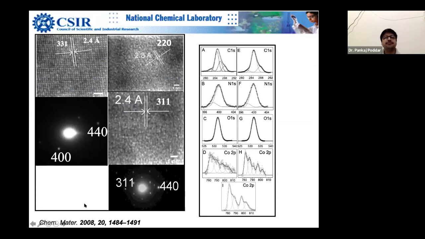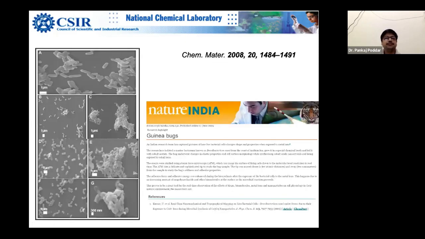This was published in Chemistry of Materials, which you know is a high impact factor journal. Again, you see that these particles are highly crystalline in nature, and we did a lot of detailed X-ray photoelectron spectroscopy analysis. This was featured in many news articles, including Nature India. At the time, there was a lot of excitement.